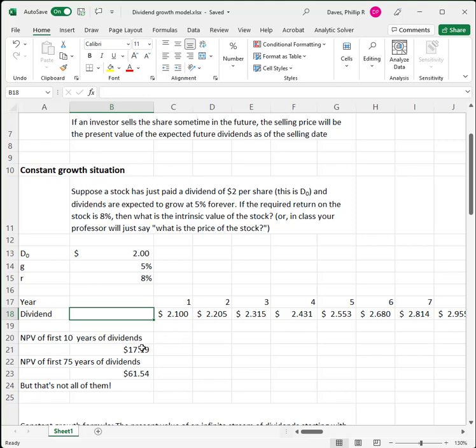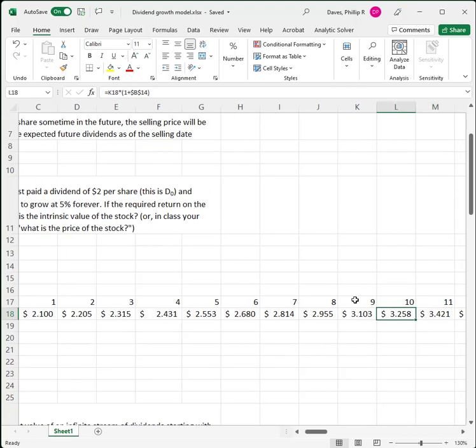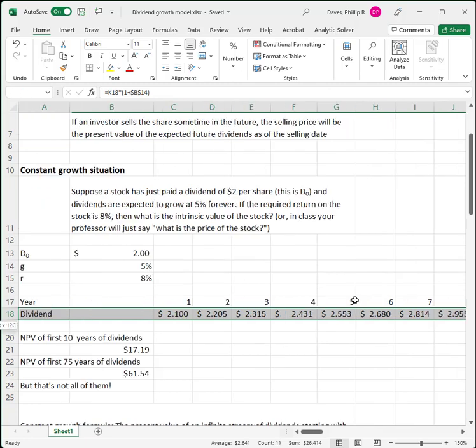And the answer is, well, it's the present value of the $2.10 and the $2.20 and the $2.31, all the way up to $3.25, $3.26, the present value of all of those, all of the ones that I've highlighted. And how would you do that calculation?